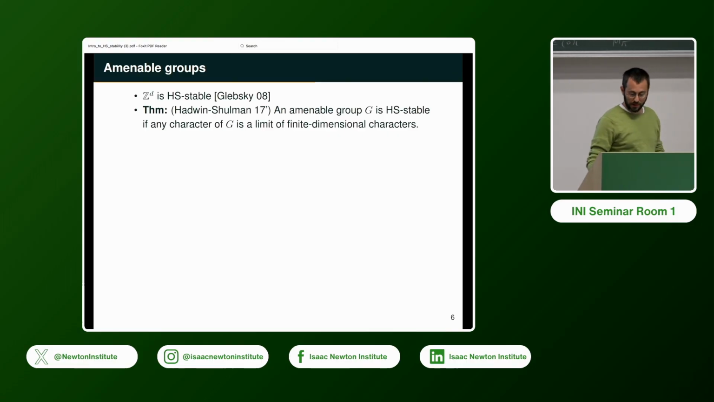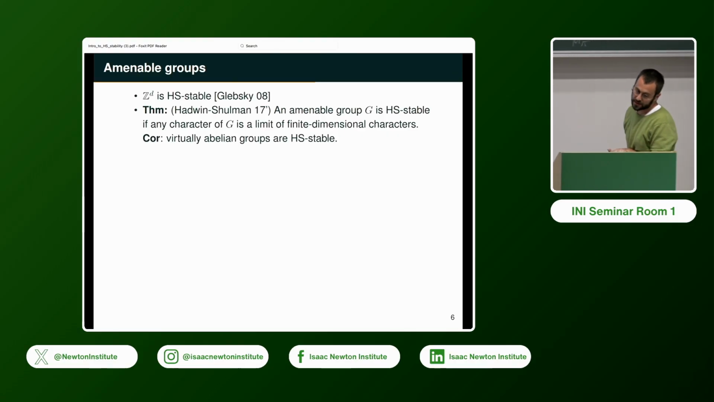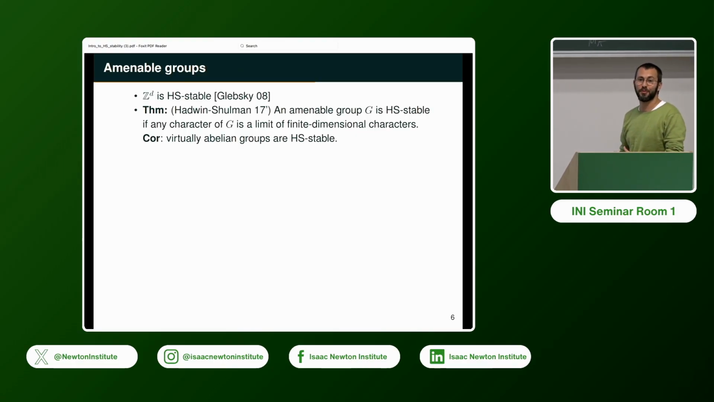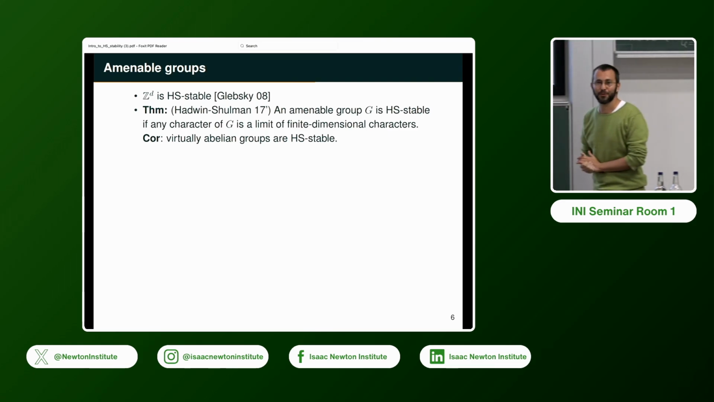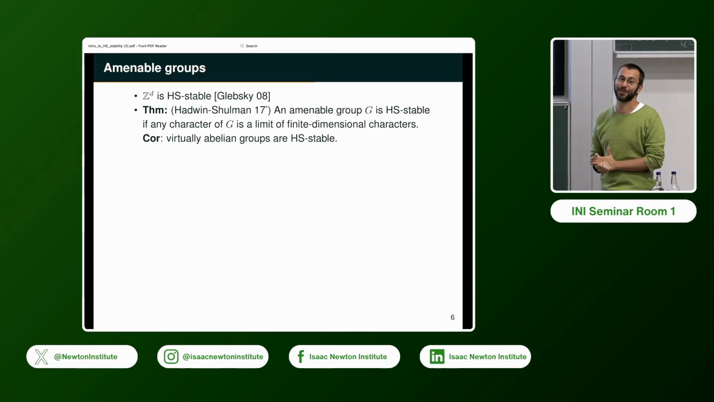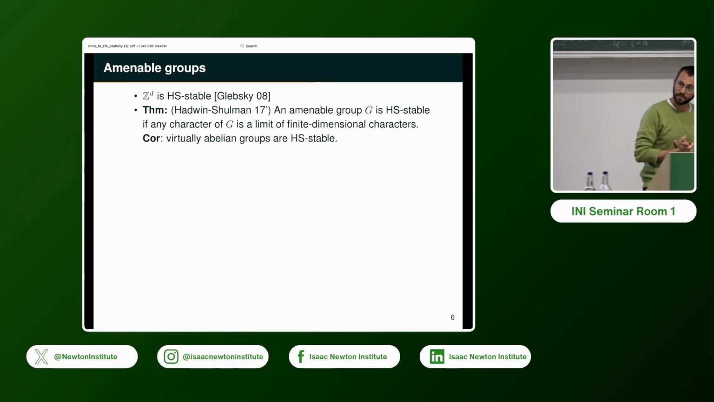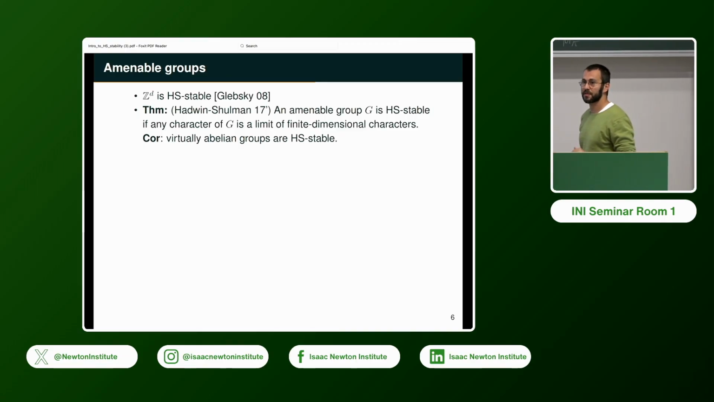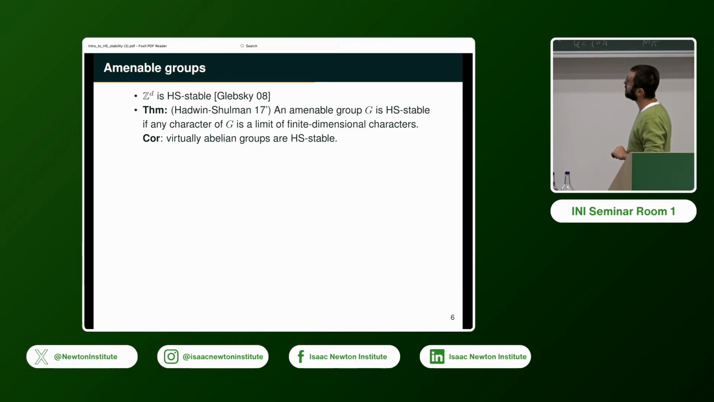Just an immediate corollary is that virtually abelian groups are Hilbert-Schmidt stable. This is something that would be very hard to prove without it, and it's completely trivial with it. Because for virtually abelian groups, all irreducible unitary representations are finite dimensional already. There's not even something to approximate. All the characters are finite dimensional. So with this theorem, it's completely trivial that virtually abelian groups are Hilbert-Schmidt stable. Definitely abelian groups, that's Glebsky's result, where all characters are one-dimensional.